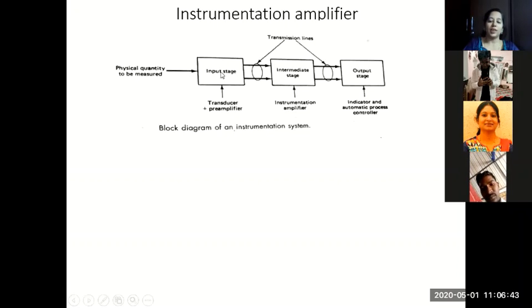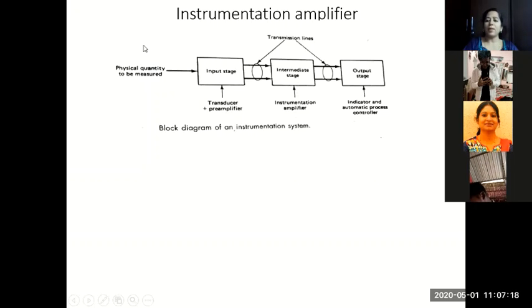And what does this input stage consist of? It consists of a transducer along with a preamplifier. So what is a transducer? Can someone tell me what a transducer is? A transducer is a circuit which converts a signal from one form to another, basically from physical to electrical voltage or current, or from an electrical voltage or current back to a physical parameter.